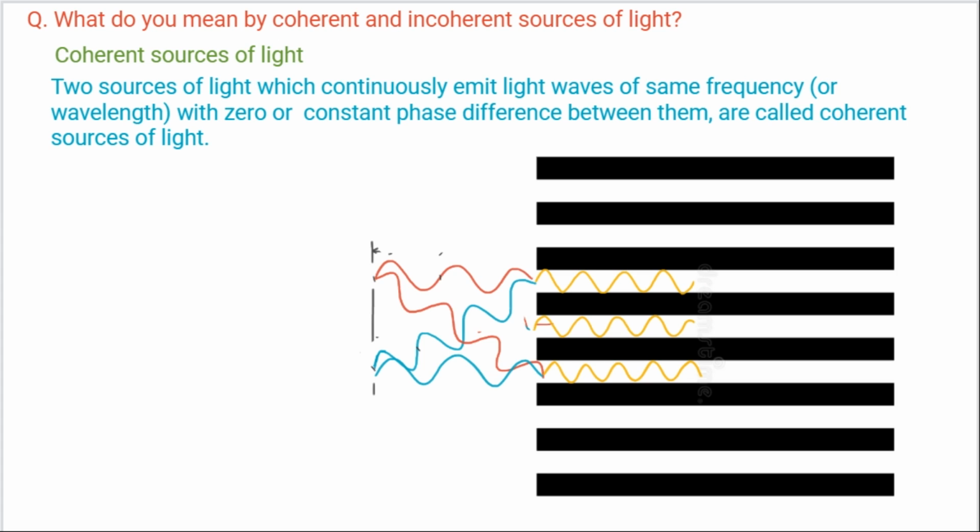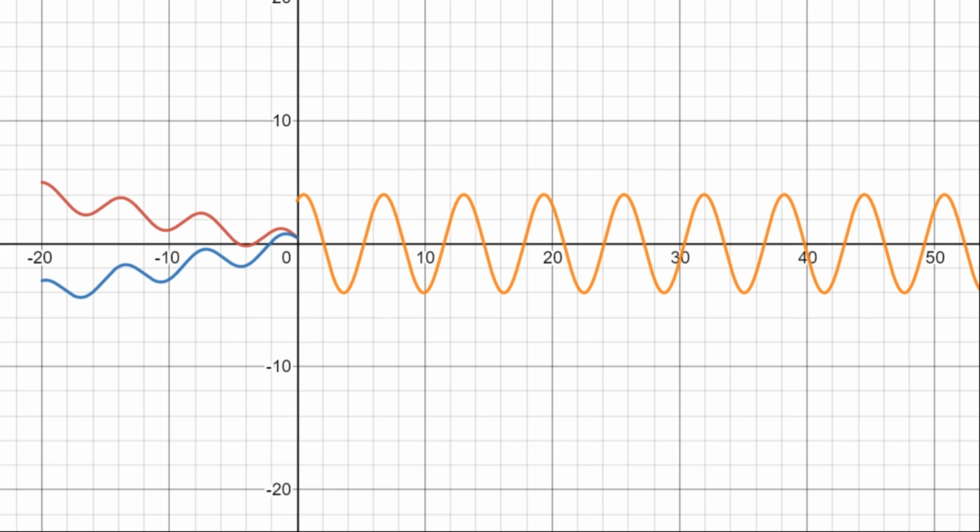So this one is your central bright fringe of the order n equals 0, and this is your first order bright fringe where n equals 1. Similarly, this is your first order bright fringe. Let me show this in a simulation.